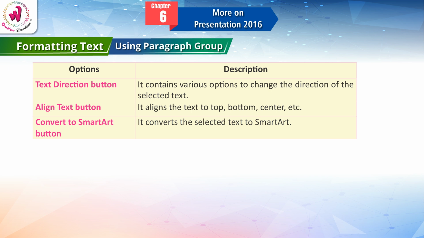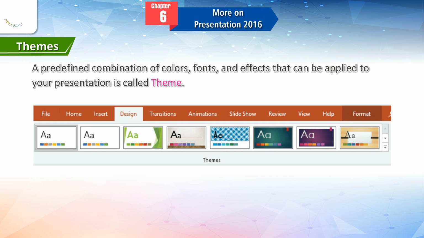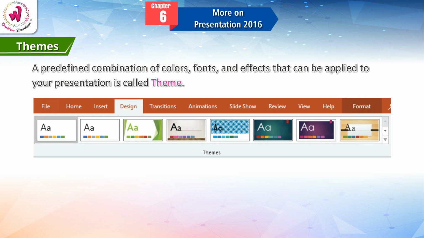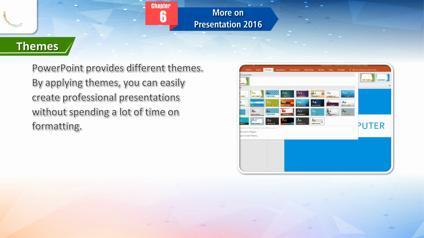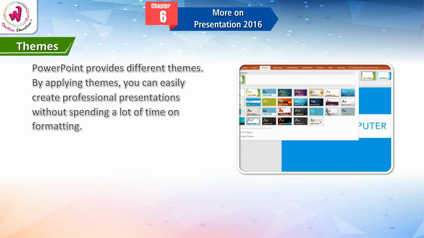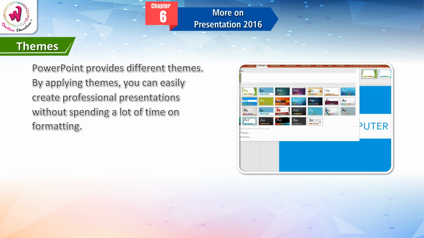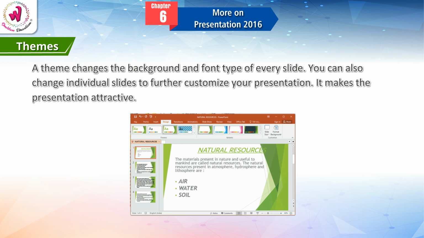Convert to SmartArt button. It converts the selected text to SmartArt. Themes. A predefined combination of colors, fonts and effects that can be applied to your presentation is called a theme. PowerPoint provides different themes. By applying themes, you can easily create professional presentations without spending a lot of time on formatting. A theme changes the background and font type of every slide. You can also change individual slides to further customize your presentation. It makes the presentation attractive.